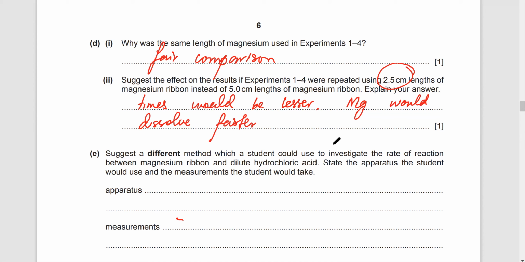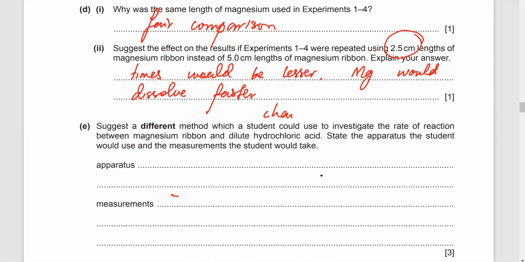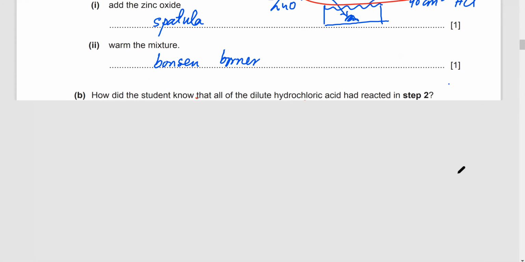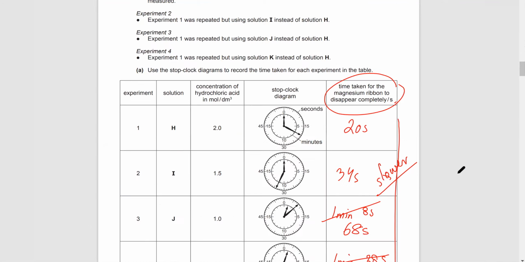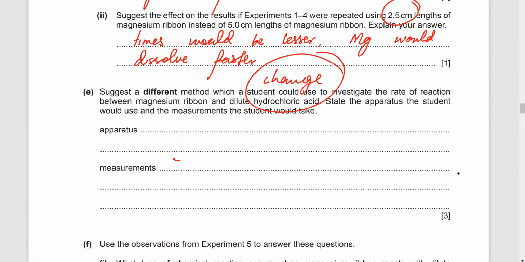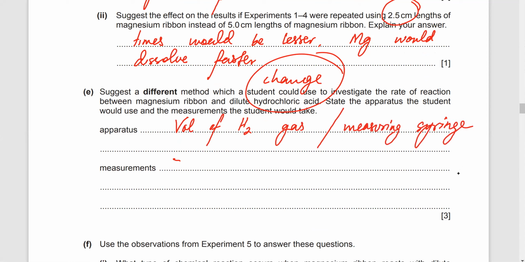Suggest a different method which a student could use to investigate the rate of reaction between magnesium ribbon and hydrochloric acid. State the apparatus the student would use and the measurements the student would make. Now, I told you when you're measuring rate, you have to measure the speed with which something is changing. In this comparison, what they measured was how quickly magnesium dissolved. So what you could measure is the volume of hydrogen gas that's being produced. So you could measure the volume of H2 gas. The apparatus must be a measuring syringe. Mahad, is this clear? Yes.